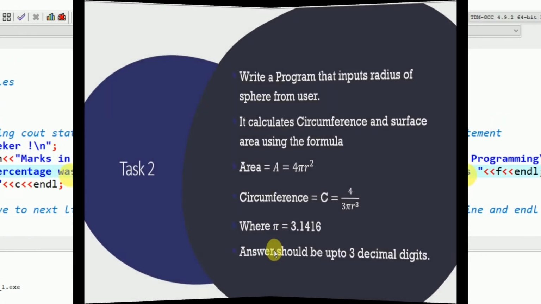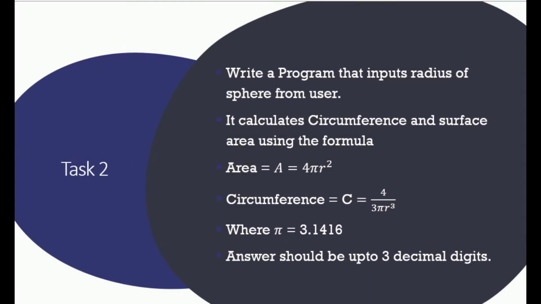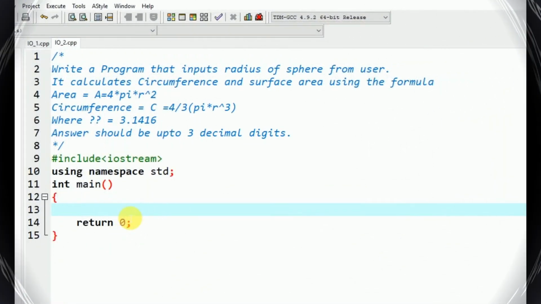Task number 2 is to write a program that takes the radius of a sphere from the user as input and calculates the circumference and surface area using the formula given below. The answer of the area and circumference should be up to 3 decimal digits. So let's start writing this program in C++.